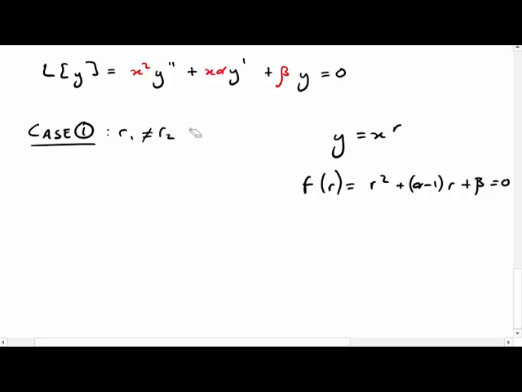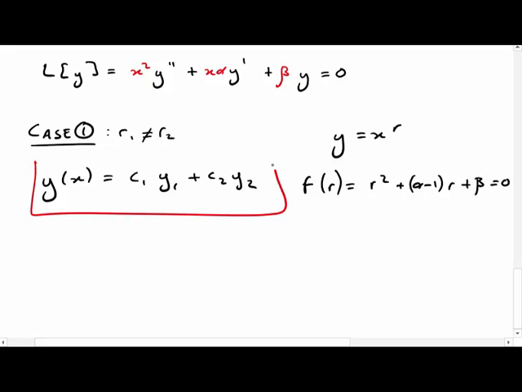Well, r1 not equal to r2 is a really nice easy one to solve, because remember that we're looking for a general solution, y of x is equal to c1 times y1 plus c2 times y2. Again, it's just some linear combination, the same thing that we're looking at with all of our other differential equations.